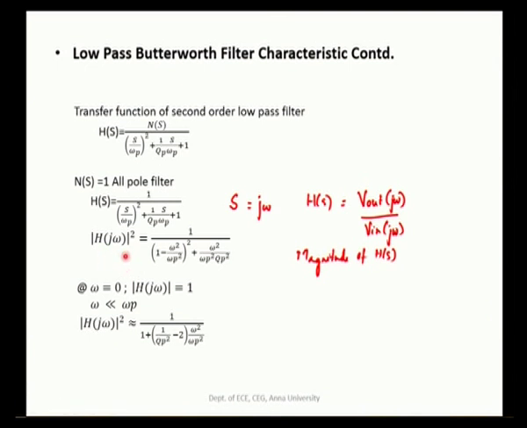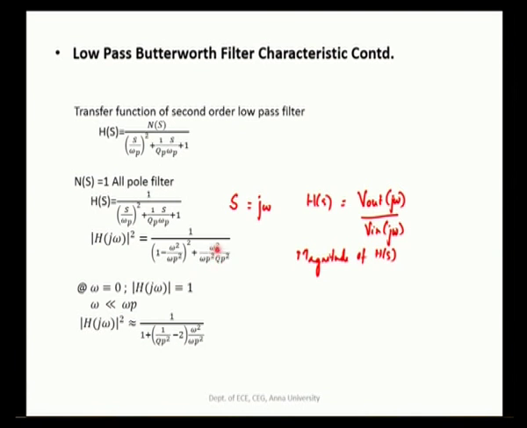So, the magnitude of H(jω) the whole square: s has to be substituted with jω. When it is substituted with jω, what you get is minus ω squared plus (1/Qp) jω by ωp plus 1. If you take this as a plus jb and find the magnitude, what we get is 1 divided by [1 minus ω squared by ωp squared] the whole square plus ω squared by ωp squared Qp squared. So, these ωp squared Qp squared are constants.